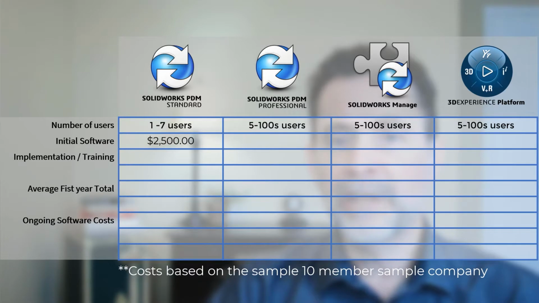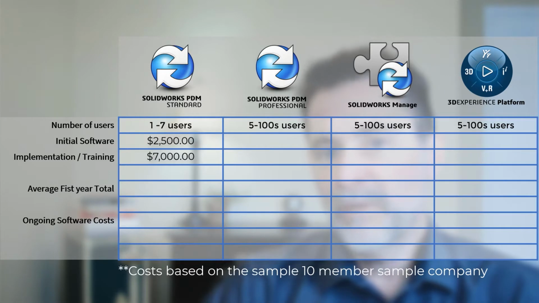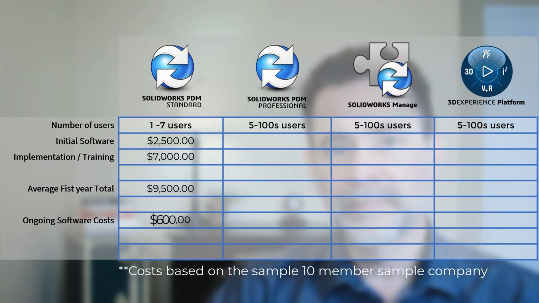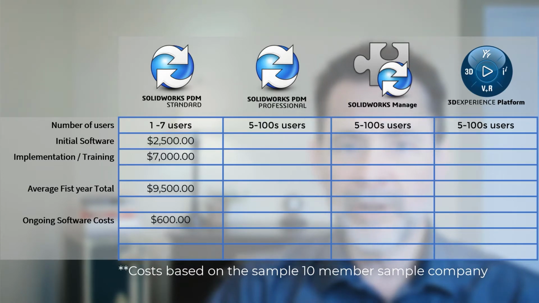PDM Standard, PDM Professional, and SOLIDWORKS Manage all need to be configured and implemented. And your workforce also needs both administrative and user training to ensure you are getting the most out of your investment. PDM Standard average services around $7,000. So your first year cost would be just under $10,000. The ongoing subscription cost for the additional PDM software for those other departments would be around $600 year over year.